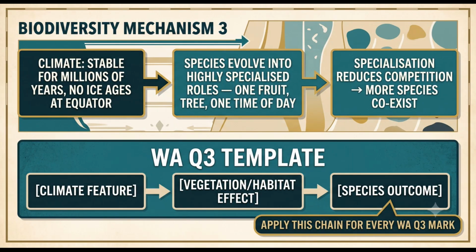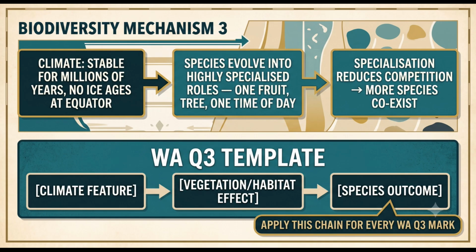Mechanism 3 is one that not every student knows, and it gives you an edge. Long-term climate stability. The equatorial climate has been stable for millions of years. No ice ages reached the equatorial zone. While higher latitudes were repeatedly frozen and thawed, the equatorial forests remained largely undisturbed.